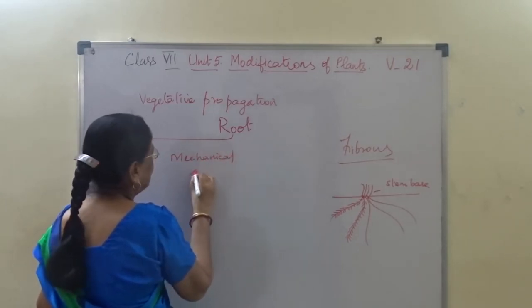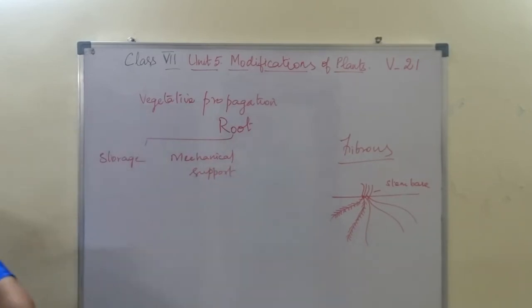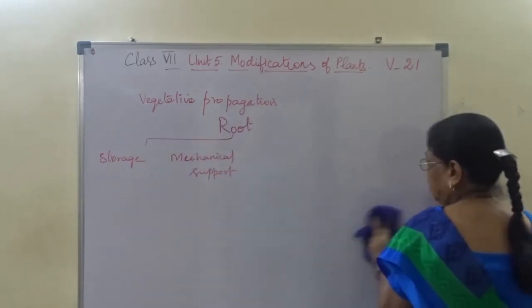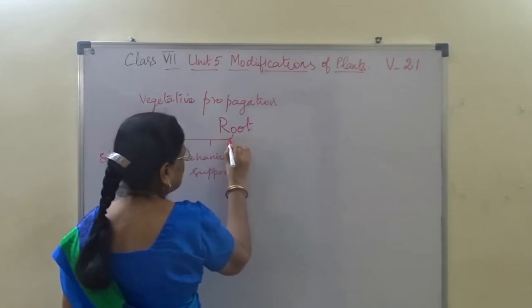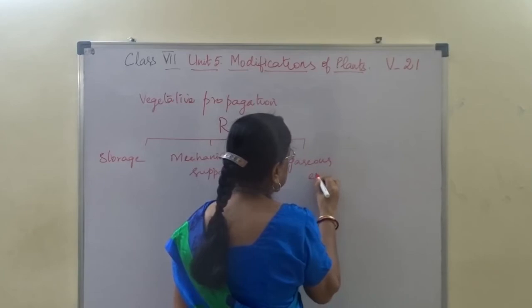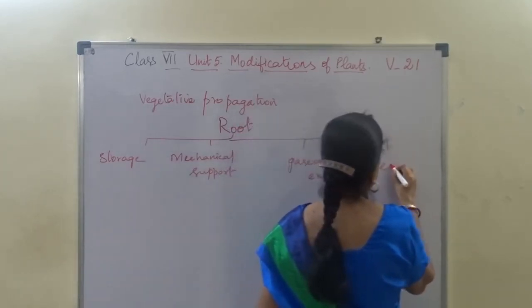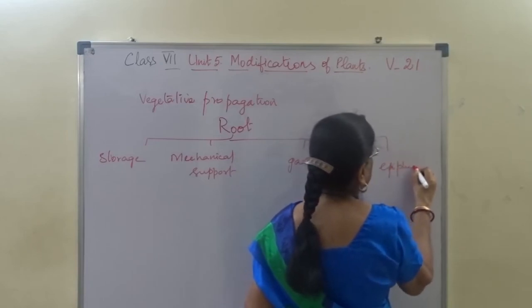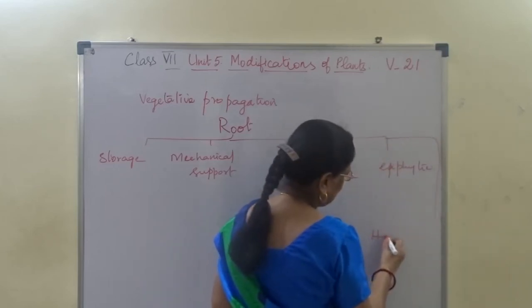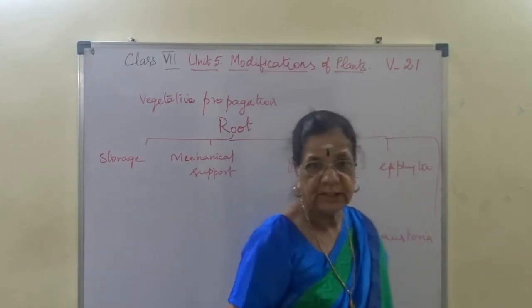Storage, mechanical support, gaseous exchange, then epiphytic root. And the last one is haustoria. Haustorial root.